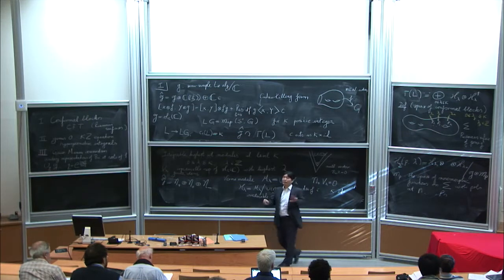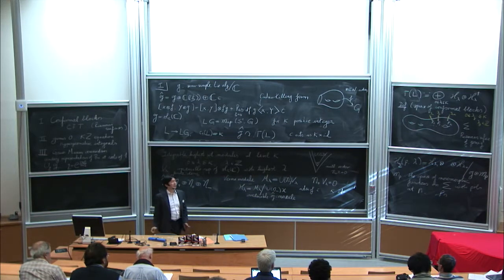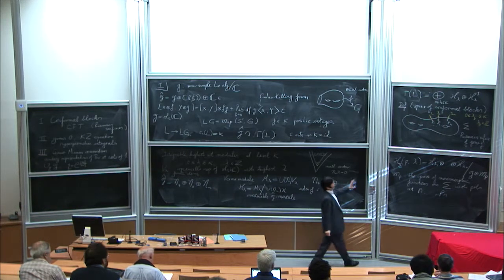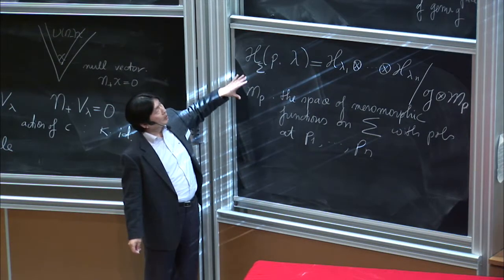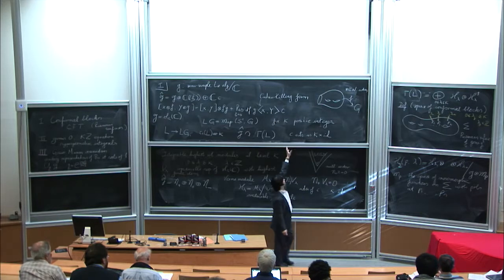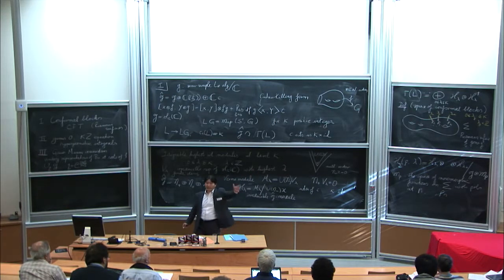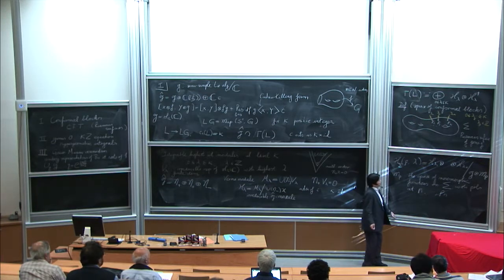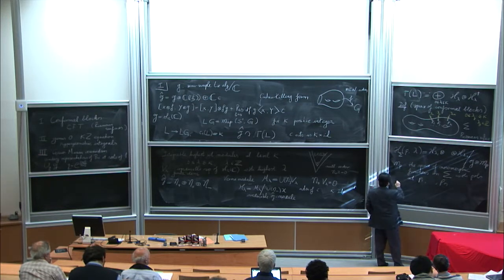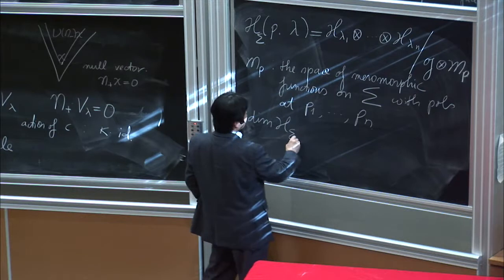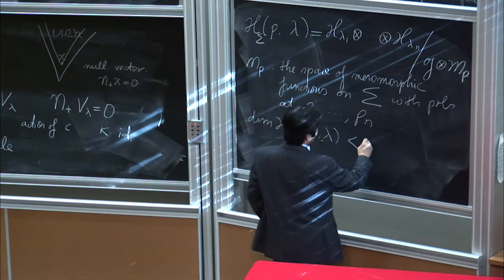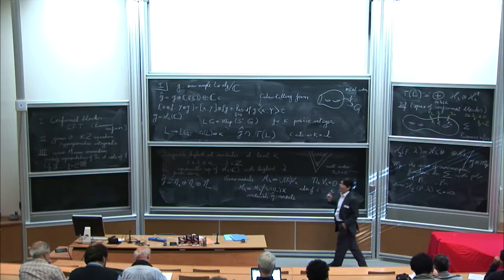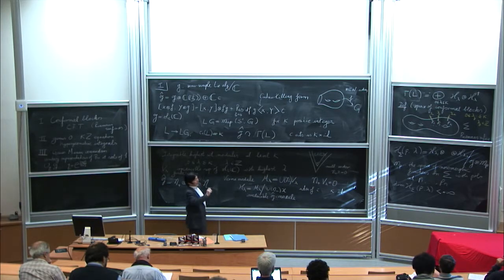So the action is defined by Laurent expansion at each point. So we need to fix some local coordinates. But it turns out that this corresponds to some subspace of the tensor product of sections of line bundles, which is invariant by conformal transformations. So this is a very remarkable object. So first, one can show that the dimension is finite. So the dimension is given by the famous Verlinde formula. So there are many ways to define the space of conformal blocks, but this is one of the ways to do this.